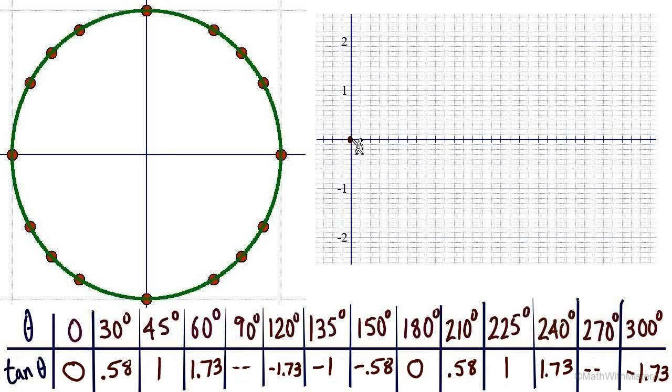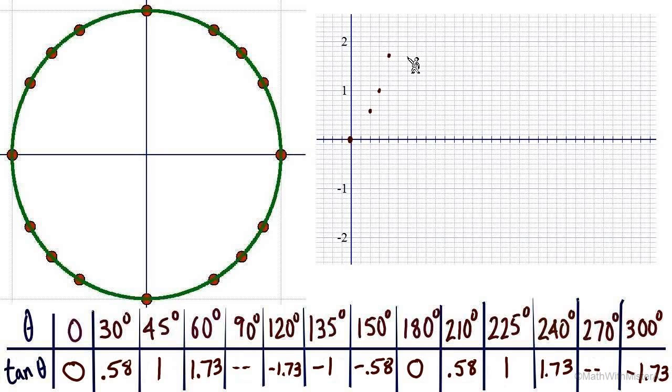Okay, 0, 0, so another function that does cross through the origin. Sine and tangent cross through the origin. Cosine did not cross through the origin, crossed up here at 0, 1. Let's plot these other points. Again, my increments are 15 degrees, so at 30 I'm going up to 0.58 approximately. 45 degrees I'm up to 1. 60 degrees way up to radical 3, about 1.73.